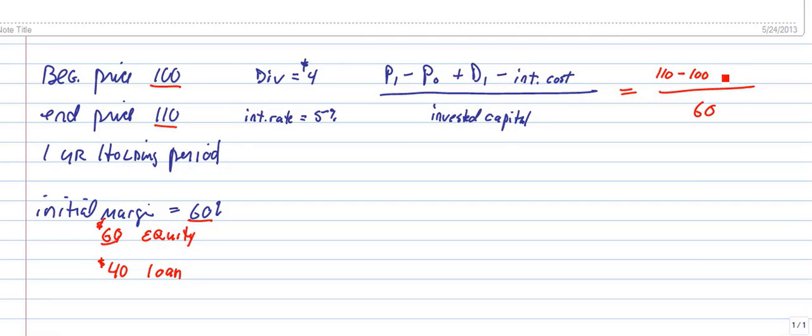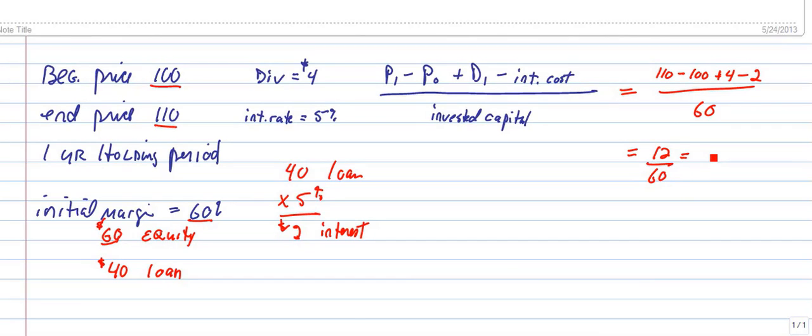This investor received $4 in dividends. But this investor also has to pay interest. The loan amount was $40. If we multiply that times 5%, I think that's a $2 interest cost on that $40 loan. So we have 110 minus 100 plus 4 minus 2. If I'm doing my math correct, I believe that is 12 divided by 60, which is 20%.